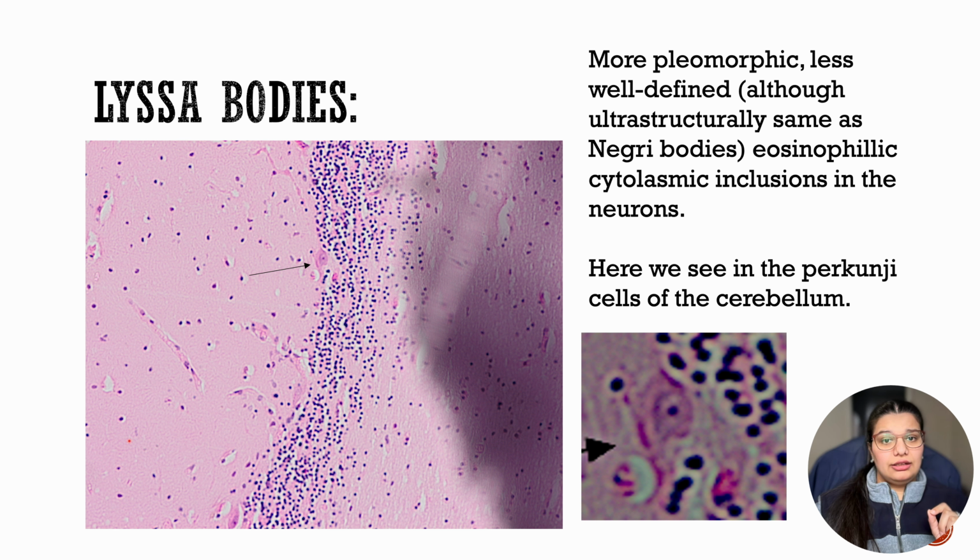Again, this is the molecular layer. This is the granular layer of the cerebellum. Here we do see the Purkinje cells, and zooming in on this Purkinje cell, we see these pink eosinophilic inclusions that are more pleomorphic and more variable in shape. They are less well defined compared to the ones we saw before, which are the Negri bodies. And again, they are eosinophilic, pink colored inclusions within the cytoplasm of the neurons, in this case the Purkinje cells of the cerebellum.